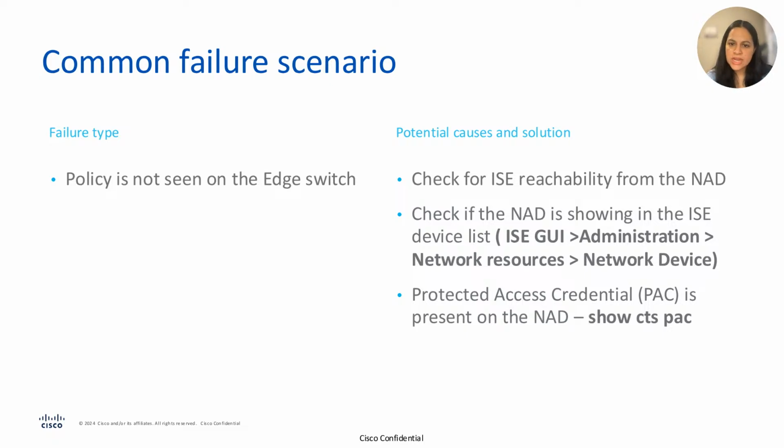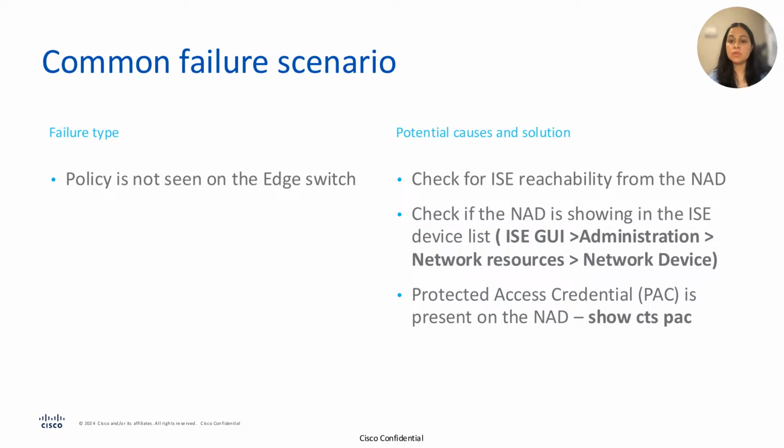Now, the first step is to check if the ISE is reachable from devices and from Catalyst Center also. Sometimes what happens is that there is a loss of connectivity in the shared VRF or some changes in the underlay routing table, which is causing the network device to not receive any policies at runtime. So first thing, we are going to check that.